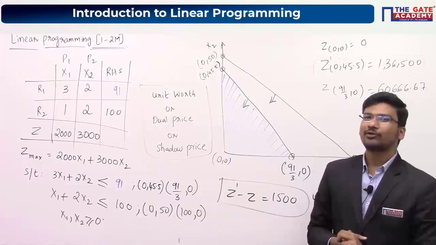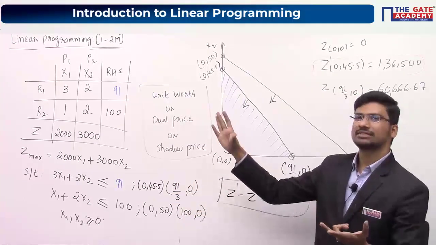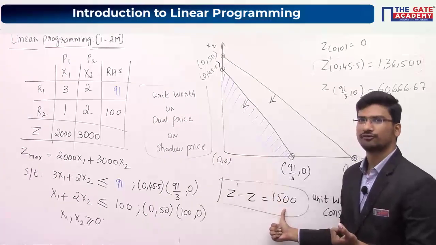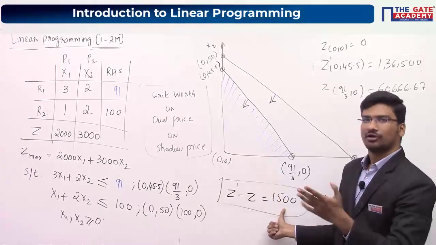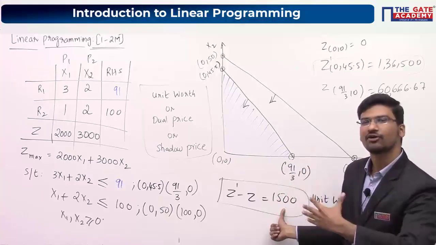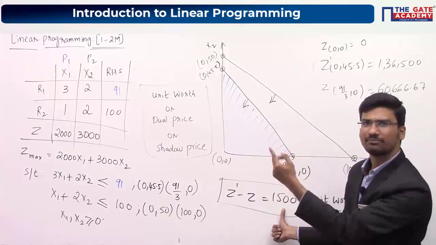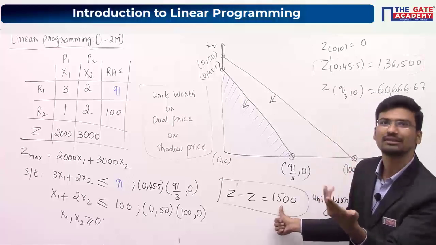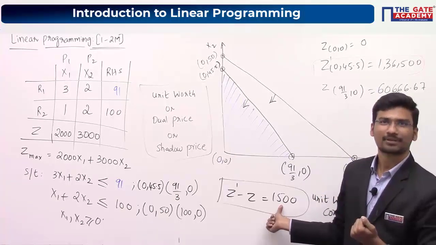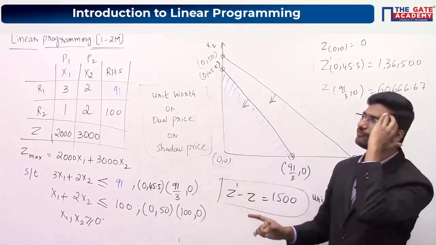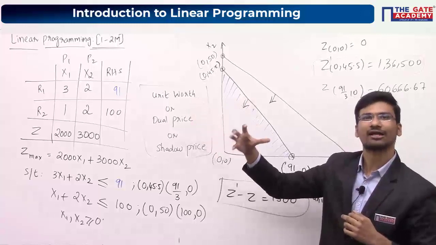If you are varying it by 2 units, see, unit worth in the sense, if I am increasing it by 1 unit, I will be getting extra profit of 1500. Now you can find for other values also. Let us say if I want to increase resource R1 by 2 units, I will get extra profit of 1500 into 2, 3000 rupees. Unit worth, the name itself indicates 1. So you just find out for 1 unit, then you can calculate for other things also.